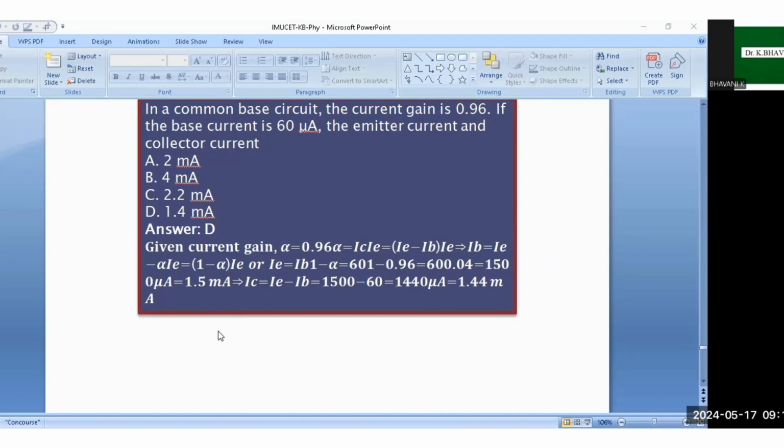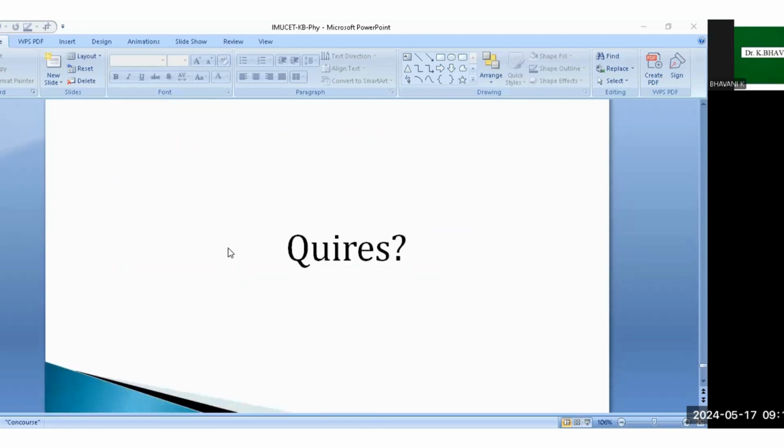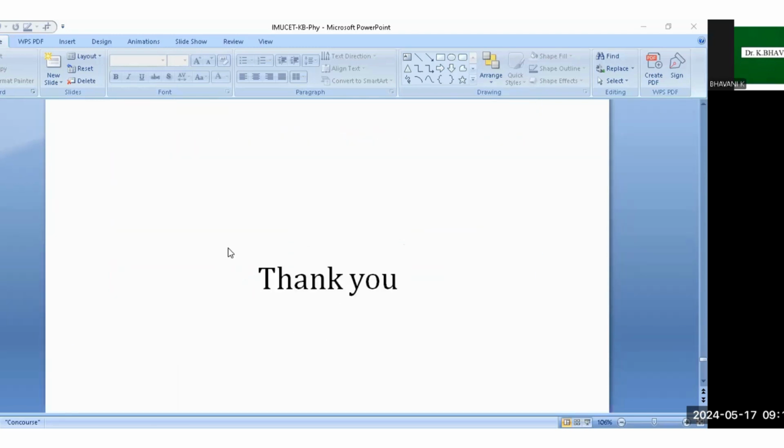Next, in a common base circuit, the current gain is 0.96. If the base current is 60 microamperes, then the emitter current and collector current, the answer is 1.4 mA. And in a common emitter amplifier with an NPN design, the voltage gain will be C, that is 990. So any queries, guys, you can ask.